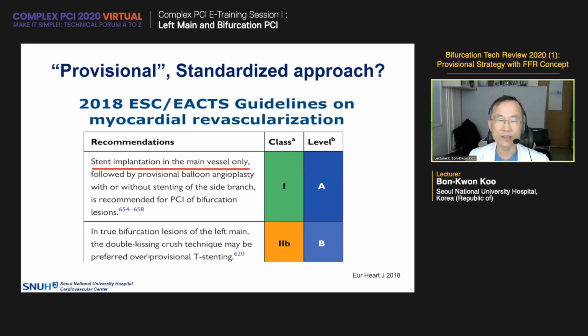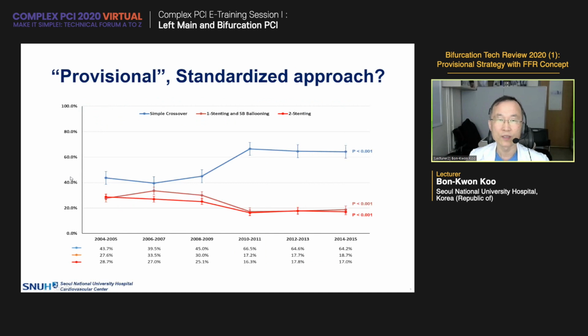And here there's DK crush, but still provisional stent is class 1, level of evidence A recommendation for general bifurcation lesions. So this is a standardized approach. And here you're looking at the strategy changes in 10 years in Korea. So this is simple crossover and one stent with side branch ballooning, and two stenting strategy. The simple strategy has become more and more standardized with the decreasing number of two stents. And at the year of 2014 and 15, it's around 17%. All the others are provisional. I would say that these are the standardized approach.